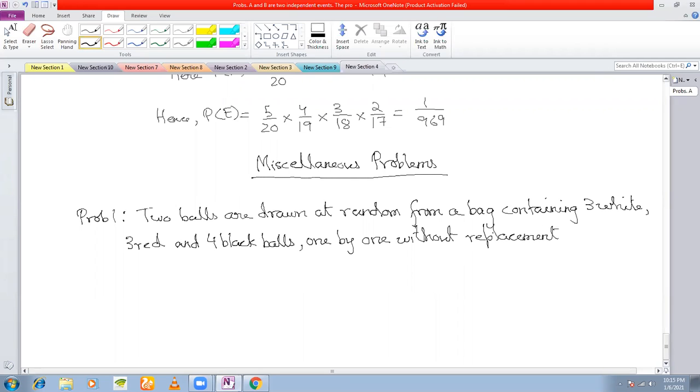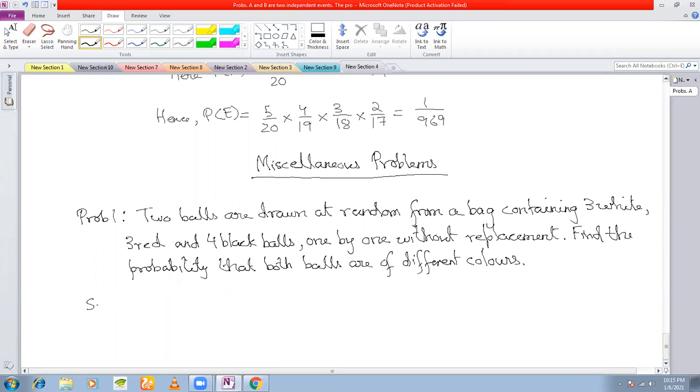One by one without replacement. The word "without" has already been mentioned here, without replacement. That means it has to be case problem type 4, isn't it? Yes, sir. Find the probability that both balls are of different colors. Okay. Solution.